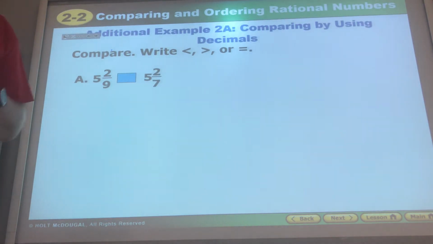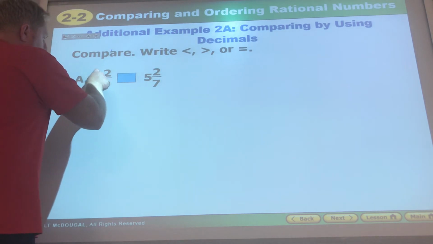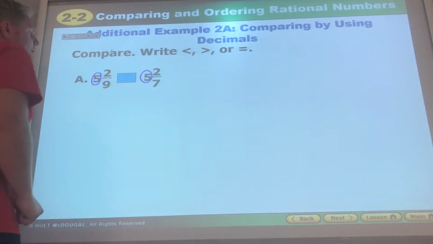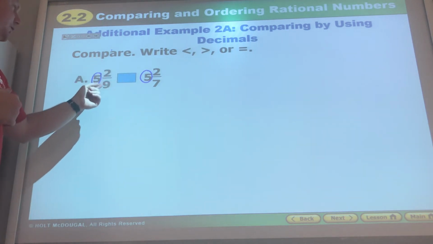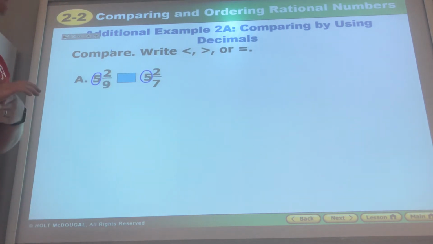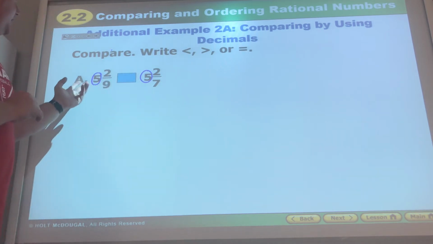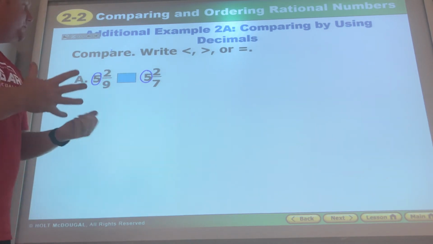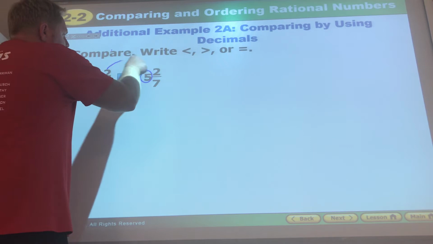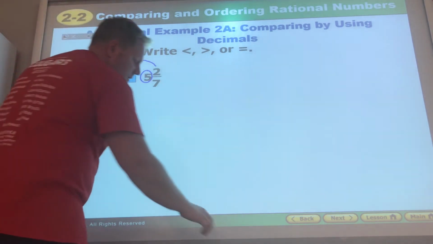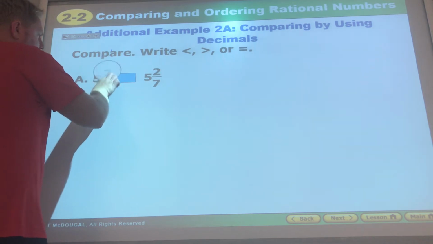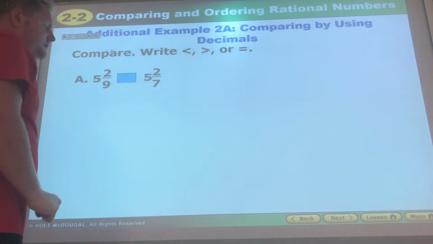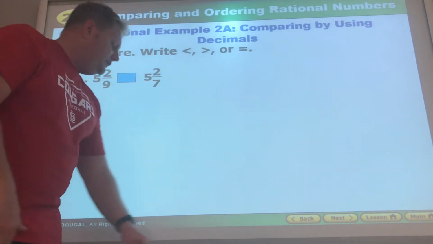Now, when we have problems that have the same whole number, we can even act like it's not there, because they're both 5. Well, 5 and 2/9, 5 and 2/7. So if they're both 5, we don't really need to worry about them, because those are equal, those are the same. We only have to worry about the 2/9 and the 2/7. So, hopefully you're thinking in your head, okay, I'm just going to focus on 2/9, I'm just going to focus on 2/7. And how do I go about that?